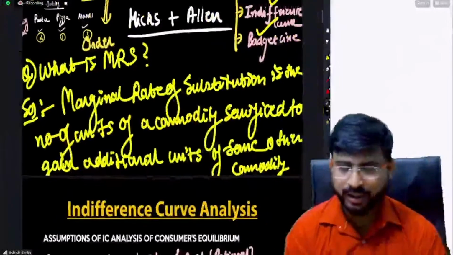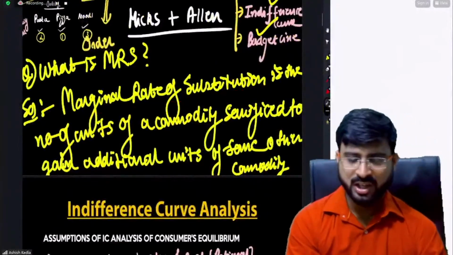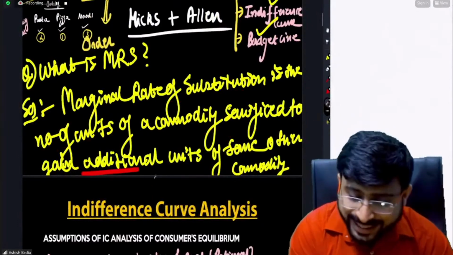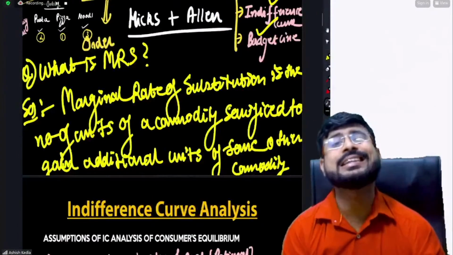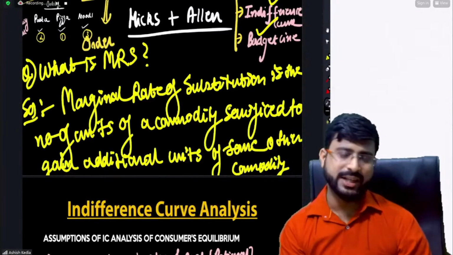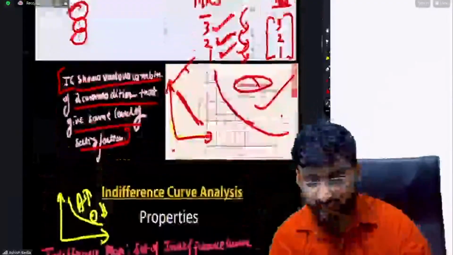I will read it out again. Marginal rate of substitution is the number of units of a commodity sacrificed to gain additional units of some other commodity. Hopefully it's crystal clear, everyone.